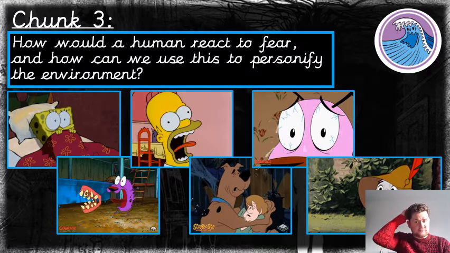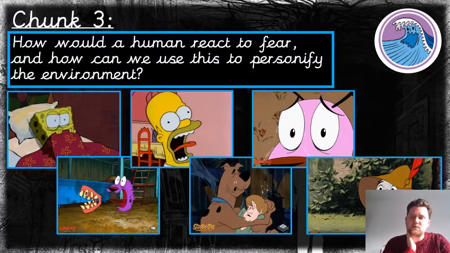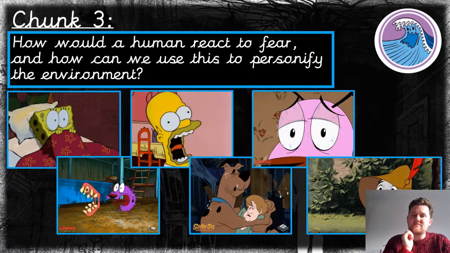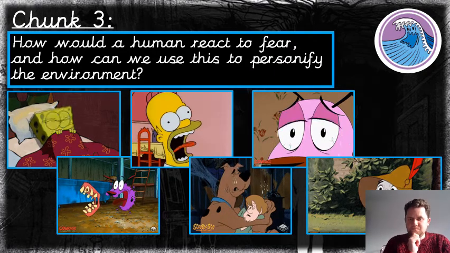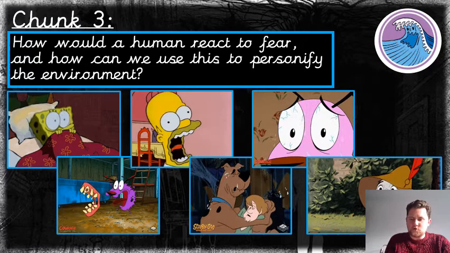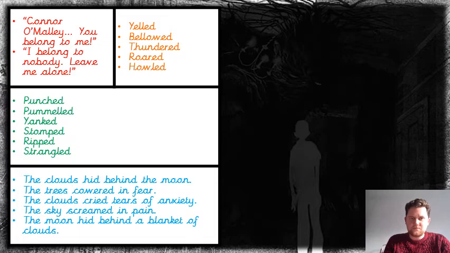So pause the video and write down some examples of pathetic fallacy, personification, to show how the environment mimics that feeling of fear. I'm going to show you some of my examples. I said the clouds hid behind the moon. I've said the trees cowered in fear. I've said the clouds cried tears of anxiety. The sky screamed in pain. The moon hid behind a blanket of clouds. Pause the video and write down some of these. Off you go.